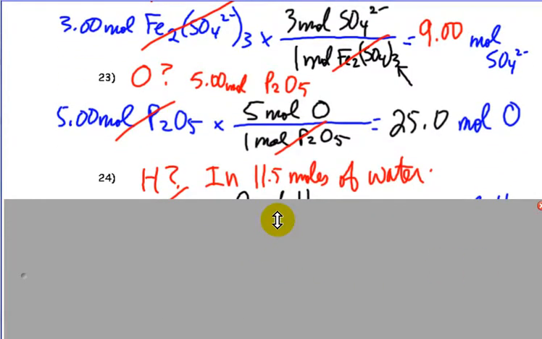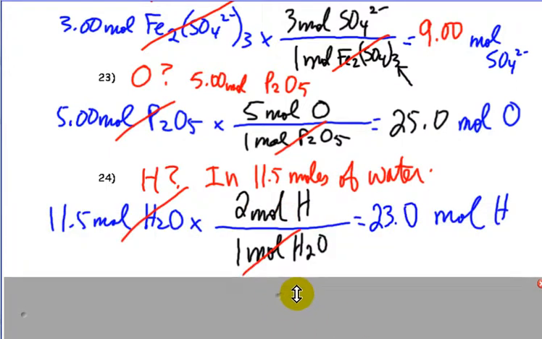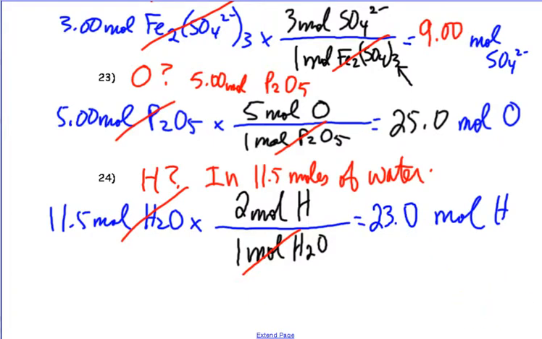And I think this is the last one. How many moles of H in 11.5 moles of water, H2O? Of course, you know 1 mole of H2O would have 2 moles of hydrogen. 2 to 1 ratio. So 11.5 moles of water corresponds to 23.0 moles of H. Fairly straightforward there.